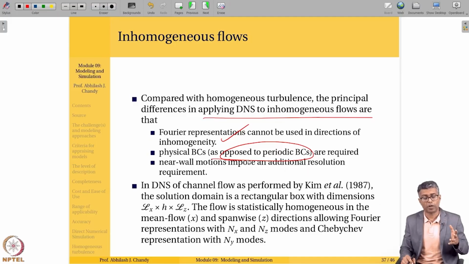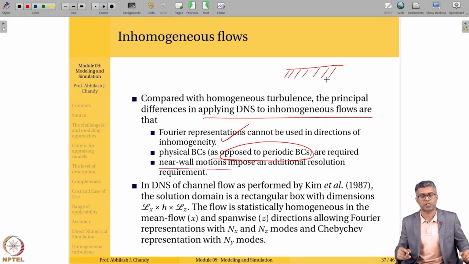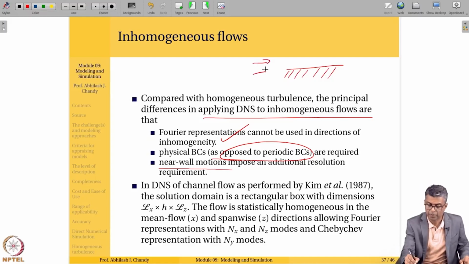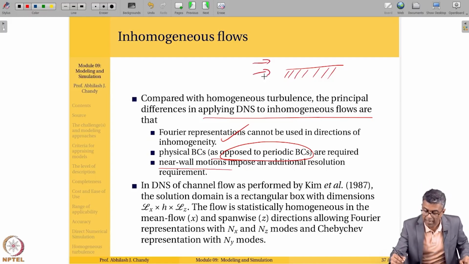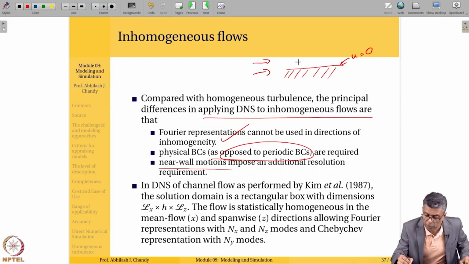And then the third point is that near wall motions impose additional resolution requirements. What am I talking about here? Take flow over a flat plate. I have the no slip boundary condition, so U is equal to 0 here, which means the layer on the wall has zero velocity, but the layer right above the wall has a finite velocity, which means there is going to be a velocity gradient here.